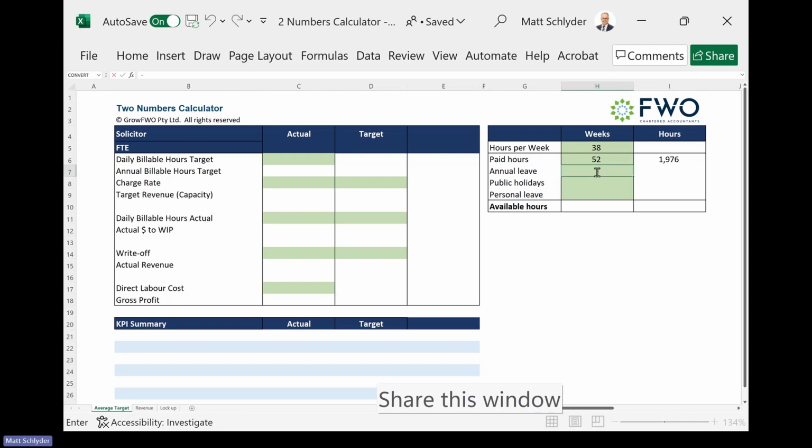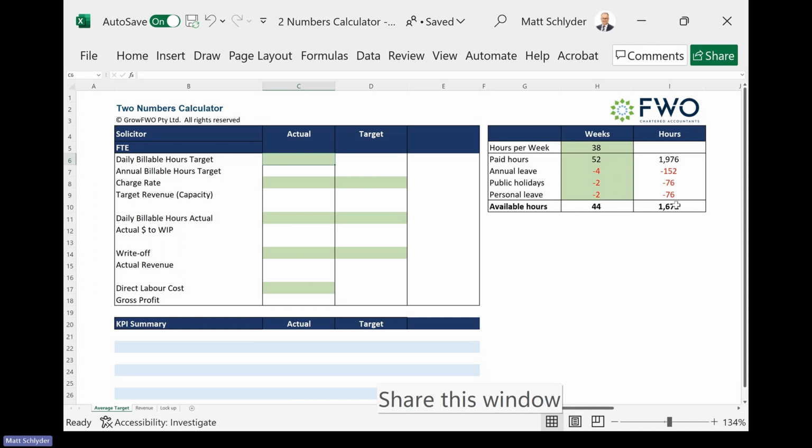What comes out of that is annual leave of 4 weeks generally, another 2 weeks for public holidays, and then another 2 weeks for personal leave. So that means there are 44 weeks that you're expecting people to actually be there. And the difference between your available hours, the hours they're expected to be at work, not the hours they're actually working, and the hours that you actually pay them, is already approximately 300 hours.